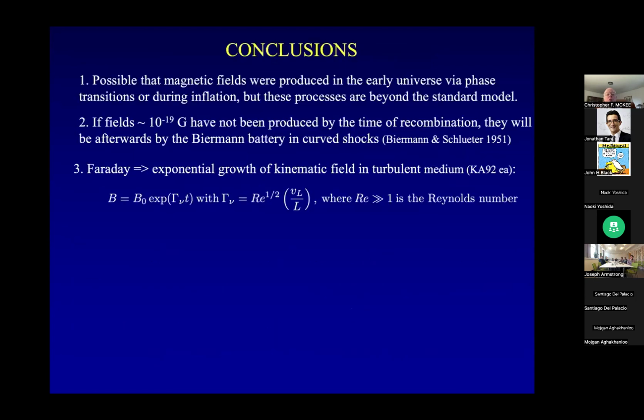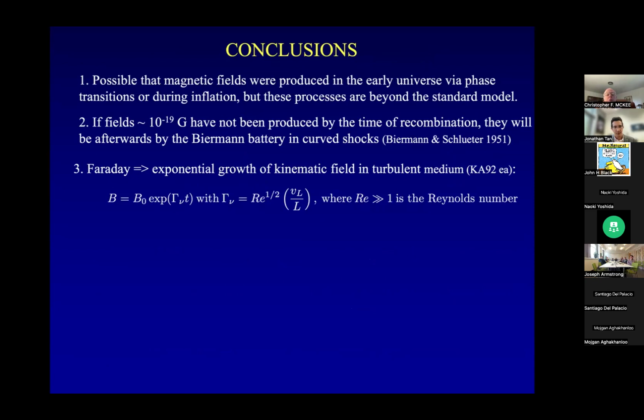So the conclusions for my talk are, first of all, that it's possible that magnetic fields were produced in the early universe via phase transitions or during inflation, but these processes are beyond the standard model. If fields of order 10 to the minus 19 Gauss have not been produced by the time of recombination, they will be afterwards by the Biermann battery in curved shocks. Then Faraday's law implies exponential growth of the kinematic field in a turbulent medium.